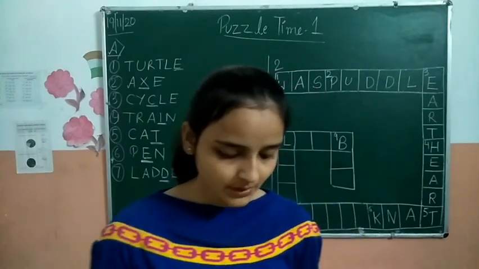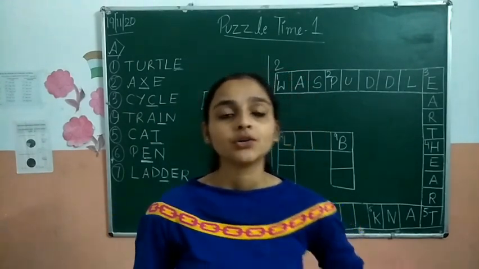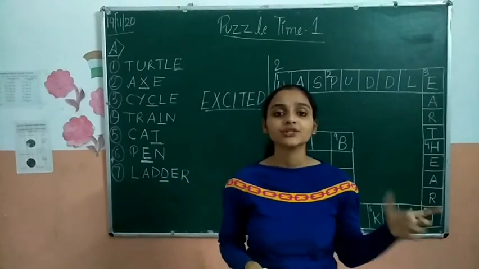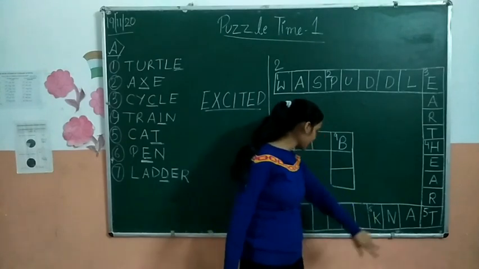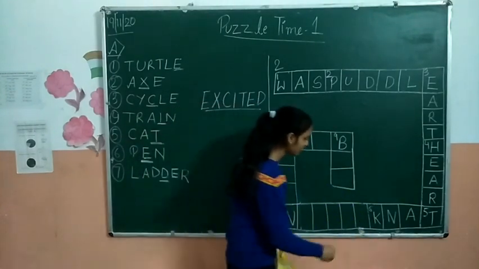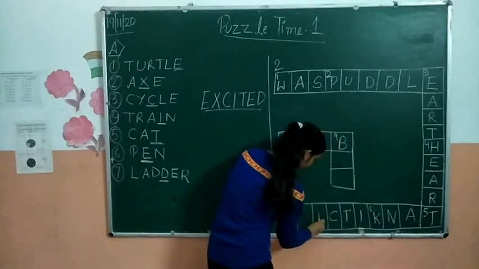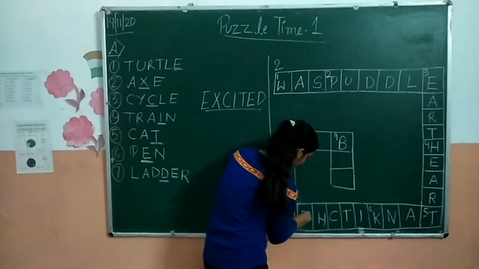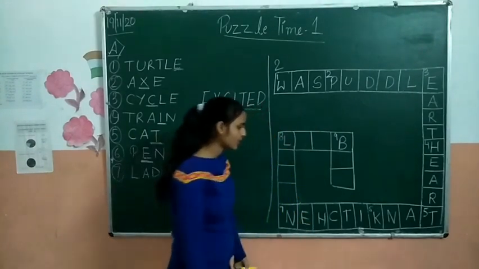A room where food is cooked. Do you know, where we cook the food is called kitchen. It starts with K and ends with N. Kitchen. Write down K-I-T-C-H-E-N. Kitchen. Okay.